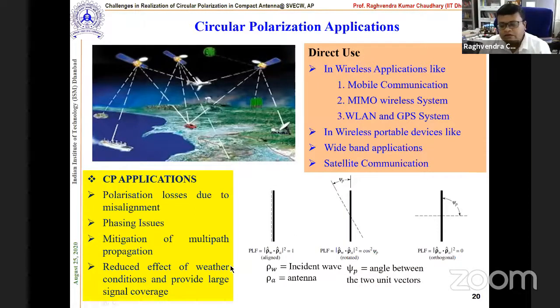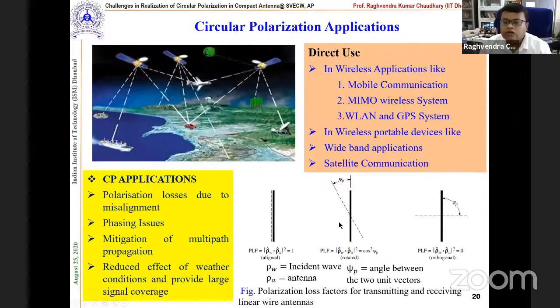Now, this is one of the figures I have taken from C. A. Balanis. They try to explain how things work. Let's say you have two polarizations: one is the incident wave, and another is the polarization of the antenna. If these are aligned, the PLF will be one. If this is at some angle, it will be cos square psi, and if this is 90 degrees, it will be zero. In this condition, you are not going to get the signal, whereas you have to maintain this situation or this situation. So linearly polarized antennas create these kinds of problems, particularly with polarization.